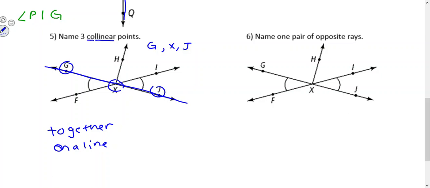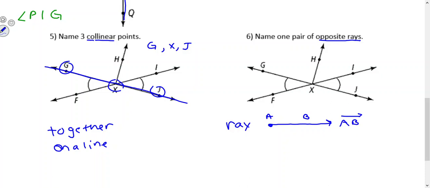We're now looking for opposite rays. A couple things to go over here. A ray has an endpoint and goes in one direction forever. The way we label a ray is starting with the endpoint. This was A and going through B. We could not switch that around and say BA, because A is the endpoint, so it has to start with the endpoint.